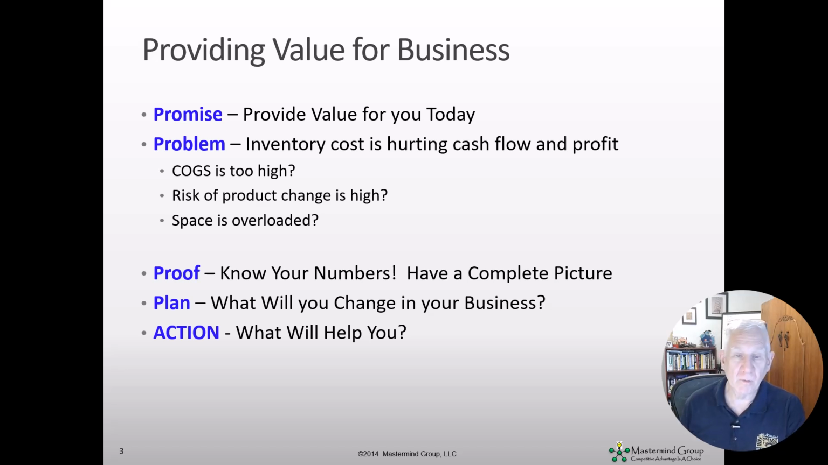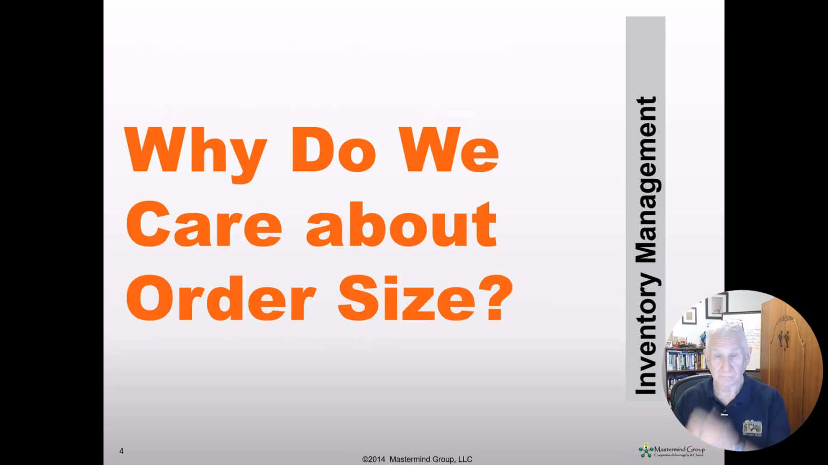The proof that we want to provide is a methodology to know your numbers. We really want you to have a more complete picture when you're making decisions about how much to order at any one time, what's the least total cost. And so we're going to give you a tool and some discussion here to have you set up a plan so you can approach this in a more systematic way. The action item here is to follow up, see what will help you, and offer your support if you find that you have questions afterwards. So let's get started here.